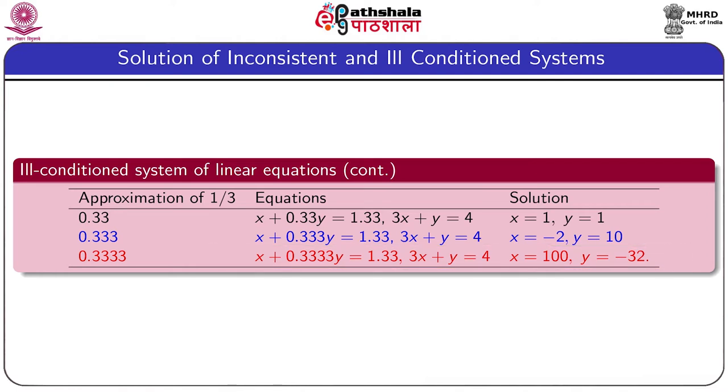So it is very interesting that with a minor change of the coefficient of y in the first equation, the solution is drastically changed. That means if we compare the first row and third row of this table, then we see that the coefficient of the third system of equations is increased by 0.0033, but the solution is 100 times more than the solution obtained in the first system of equations of this table. And similarly, the solution obtained for the third system of equations is y equal to minus 32, whereas y equal to 1 for the first system of equations.